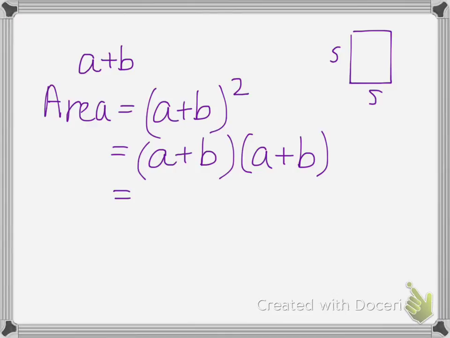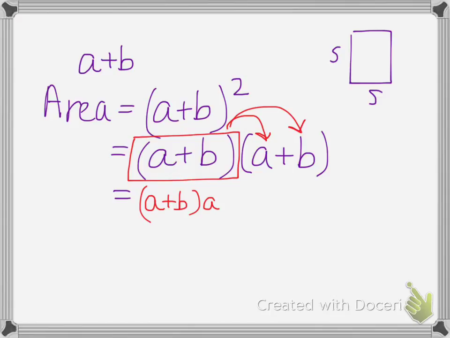So I'm going to use the distributive property. I'm going to take A plus B, what's out in front here, and multiply it by each of these things separately and then add them together. So I'll have A plus B times A, that's the first one, plus A plus B times B. I have to multiply them separately, so we're going to use the distributive property again. I'm going to multiply A times everything in there and B times what's in the parentheses.